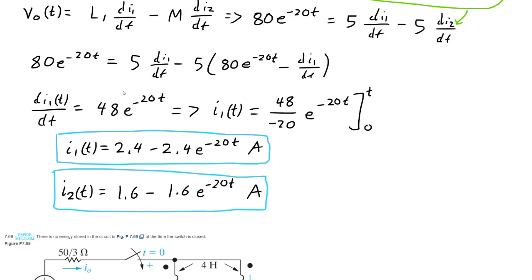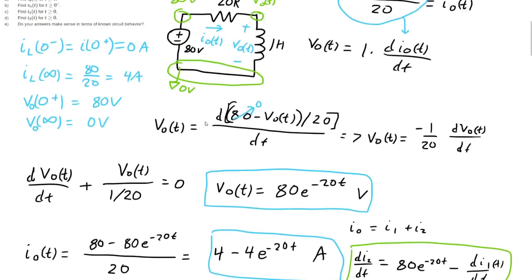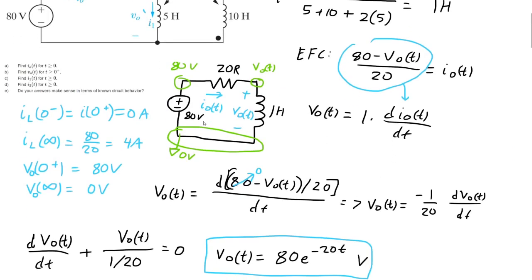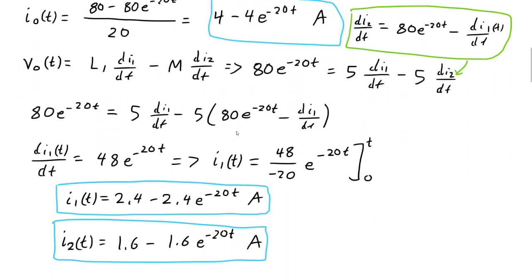Yeah, and these answers make sense. Well, does it make sense for these values? Yes, it does. We still get 4 amps in, 4 amps out. We start with 0 amps, we end up with 4. We start with 80 volts, we go down to 0. So all these answers make sense with known circuit behavior, and we've solved it correctly.